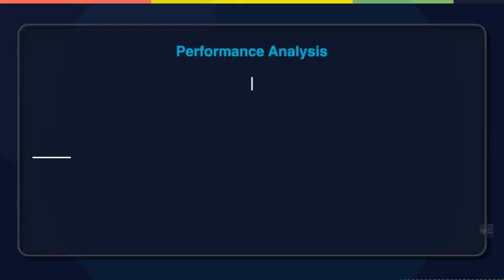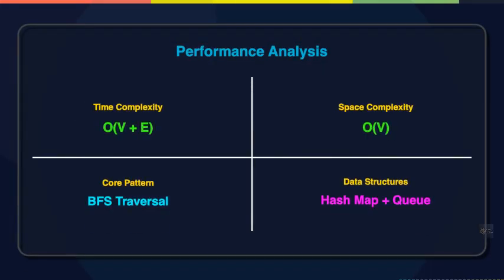Looking at the complexity, the time complexity is O of V plus E, where V is the number of vertices and E is the number of edges, because we visit every node and every edge once. The space complexity is O of V, for the hash map storing the clones. And that is the Clone Graph Challenge, mastered.